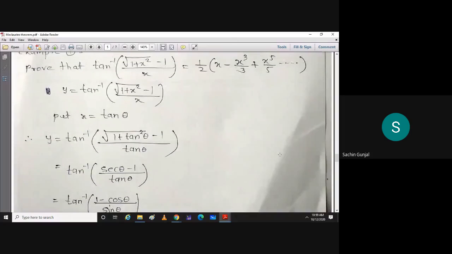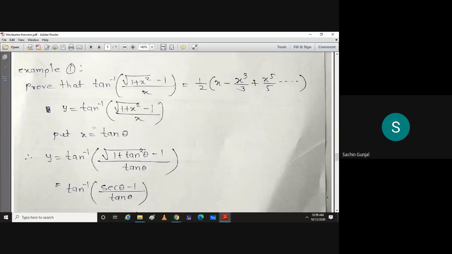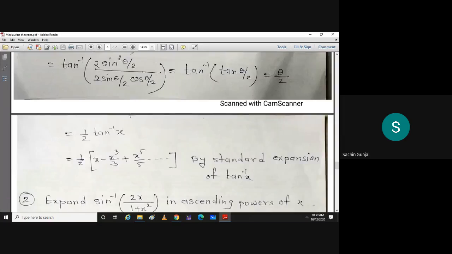So theta upon 2, theta is tan inverse x. So 1 by 2 tan inverse x, and we just now saw that the series expansion of tan inverse x is x minus x cubed by 3 plus x raised to 5 by 5 and so on. Is that clear?